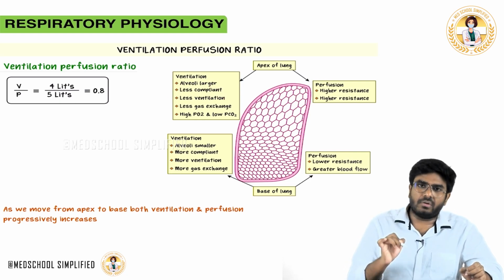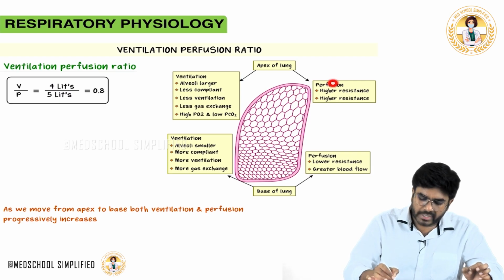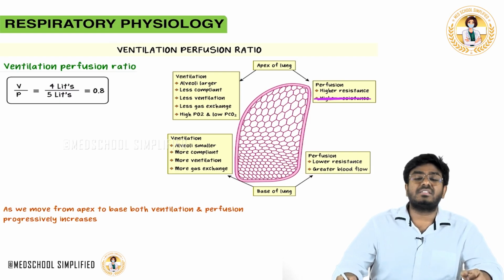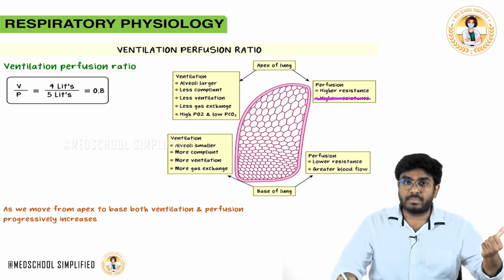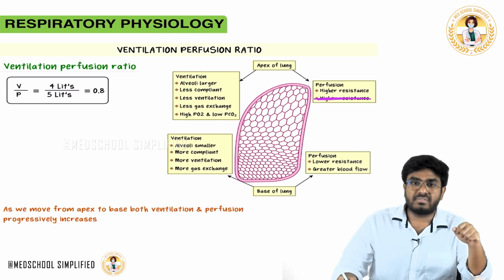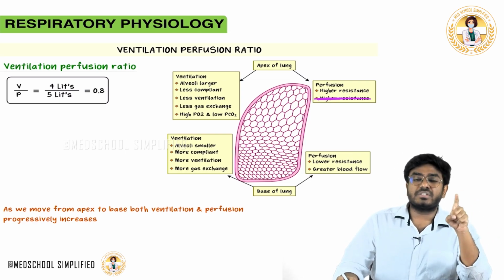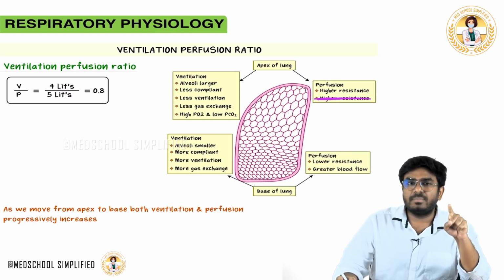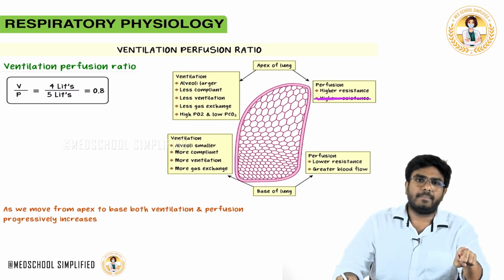Now look at the perfusion. Perfusion has higher resistance, there is higher resistance to the flow of blood. We discussed this in the last video. The perfusion in the apex of the lung is less. Why? Because the alveolar pressures are more than the arterial pressures. So the blood vessels are compressed, so there is less blood flow, less perfusion.